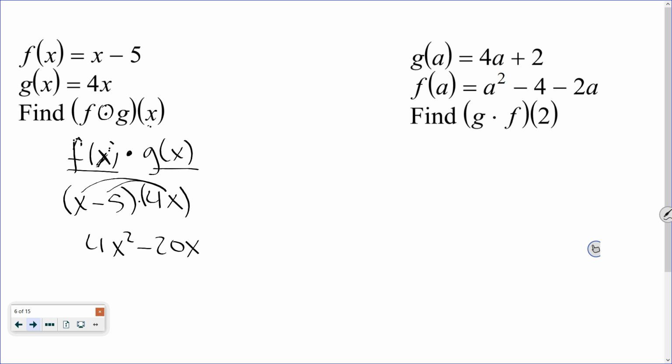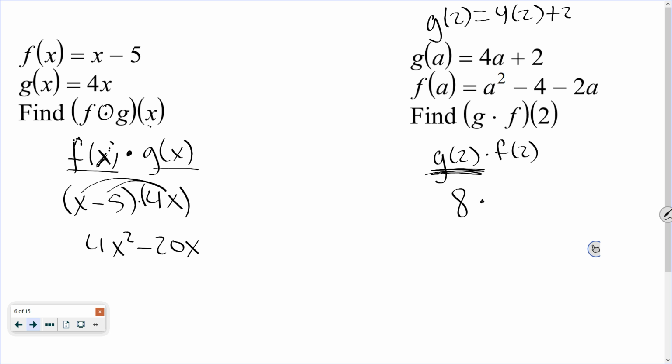Okay, now on this next example, again, I have a number. So again, rewrite it. I'm taking g of 2 times f of 2. Okay, start with this one. What is g of 2? We've done this a lot before. So g of 2 is equal to 4 times 2 plus 2. So 4 times 2 is 8, 8 plus 2 is 10.